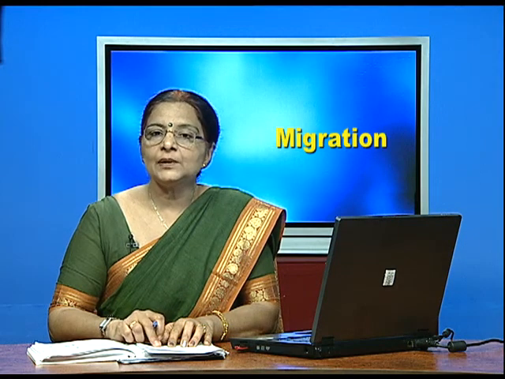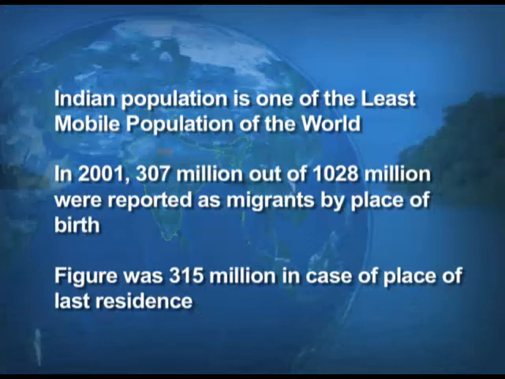Now, there are a few facts about the Indian population and its movement. The Indian population is one of the least mobile populations of the world. Maybe the reason is the traditional tendency of Indians that they don't want to make a change in their life. In 2001, 307 million people, around 30% of the population, were reported as migrants on the basis of the criterion of place of birth. And when we talk about the place of last residence, 31% of the population migrated under this criterion.